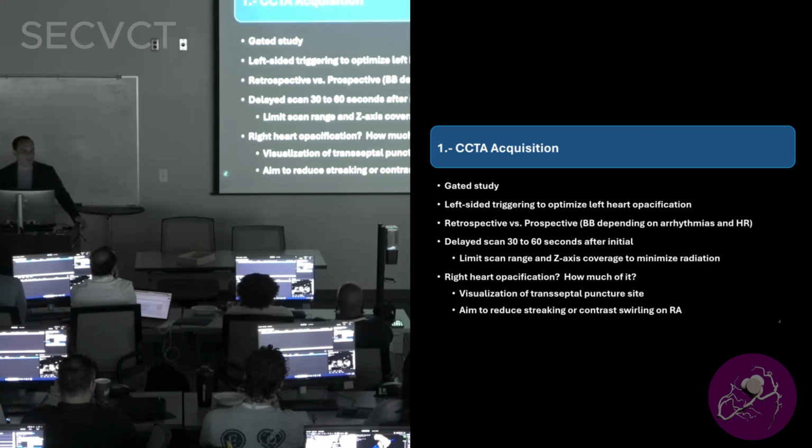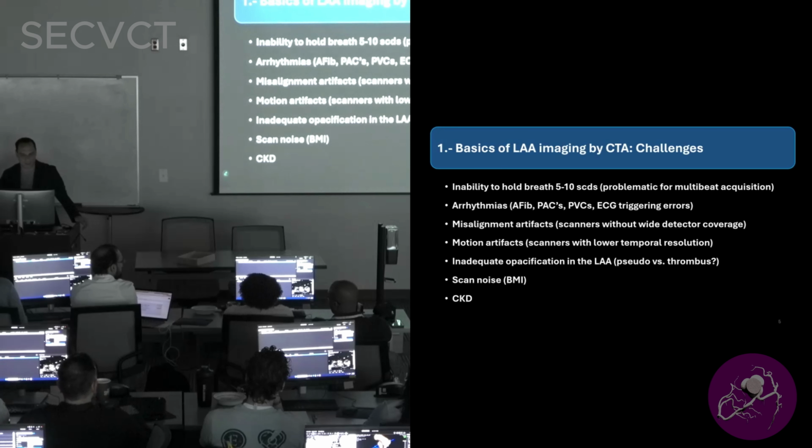Yesterday, one of the speakers was talking about LAA, and that's something I'm going to be referring back to. For our lab, we have come up with the idea that sometimes it's better to get retrospective with current modulation, and I'm going to show a couple of examples why. Now, the question also becomes how much right heart opacification, and that depends if you want to plan transseptal puncture, but in case you still want to aim to reduce the streaking artifact.